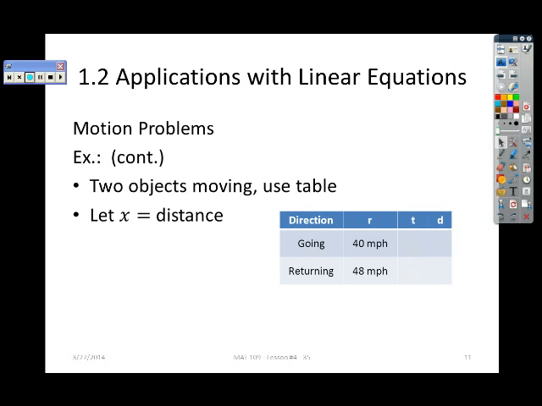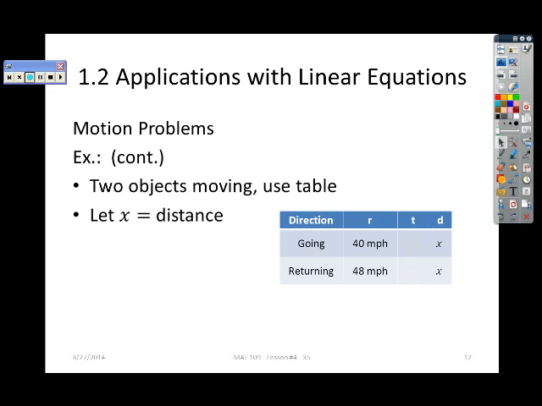Don't we have a distance column? And what did we say about those distances? That's true. There's one other thing we know. It's the same distance both ways. So how far is it when she's going? How far is it when she's returning? Same thing. X can go there. Given the information and the variable, we can fill out 2 of those remaining 3 columns.